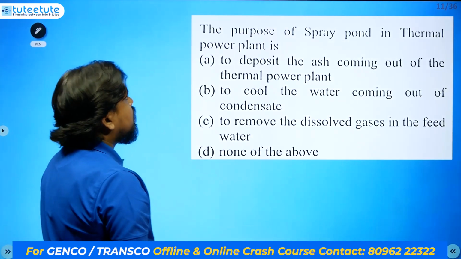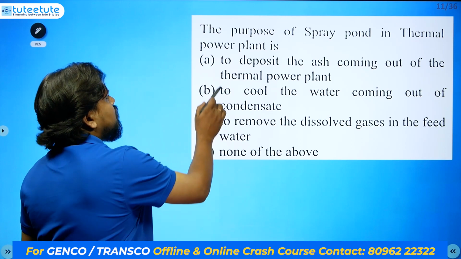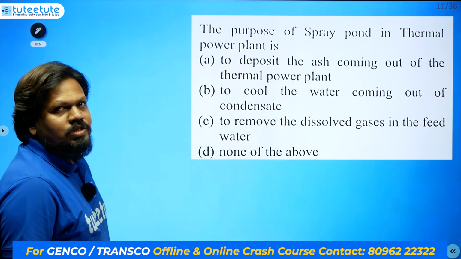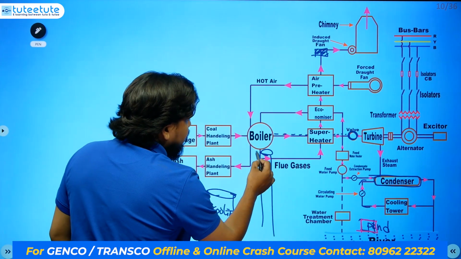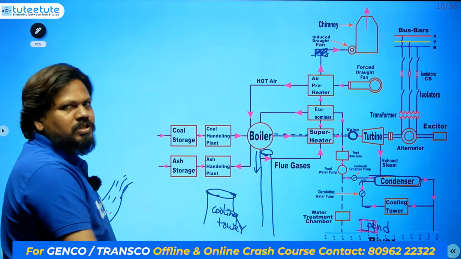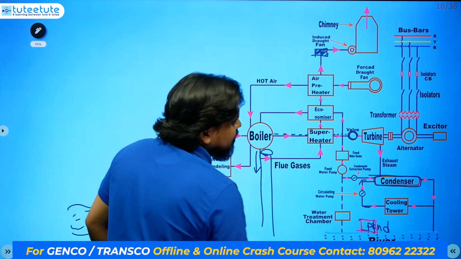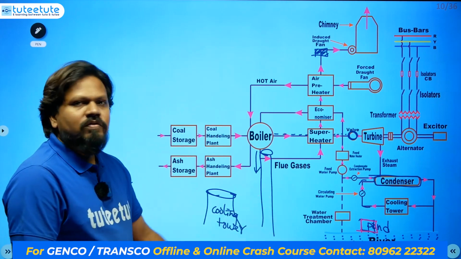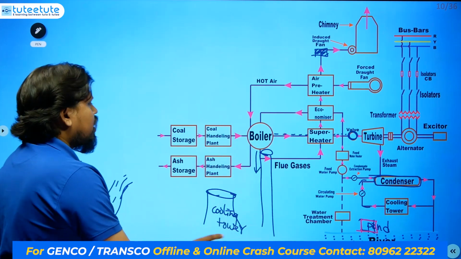The purpose of spray pond in thermal power plant is, the options: to deposit the ash coming out of the thermal power plant. From the boiler there will be bottom ash coming, and that we will deposit in a different area, not here. We will not deposit it in the river or in this pond, otherwise this water will be wasted and we cannot use that water again. That's why we should not keep it there.